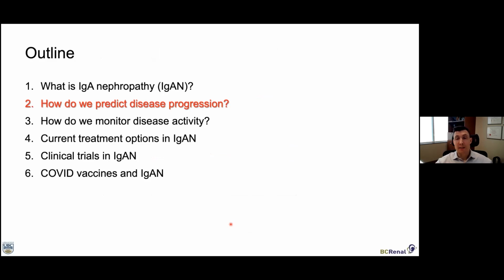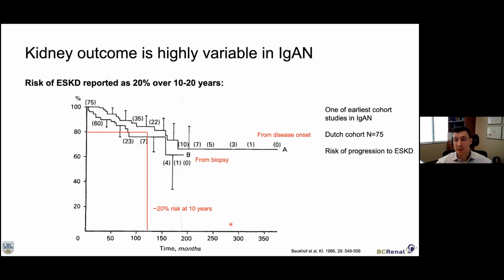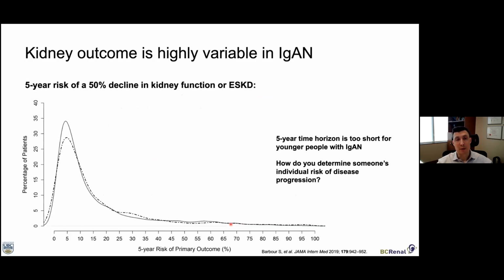So how do we predict disease progression in IgA nephropathy? This is one of the oldest studies to report outcomes in IgA nephropathy. It was published in 1986. And from this study, we got the general adage that around 20% of people with IgA nephropathy will progress to end-stage kidney disease over a 20-year time horizon. The problem with this, though, is that the risk of kidney outcome is extremely variable in IgA nephropathy.